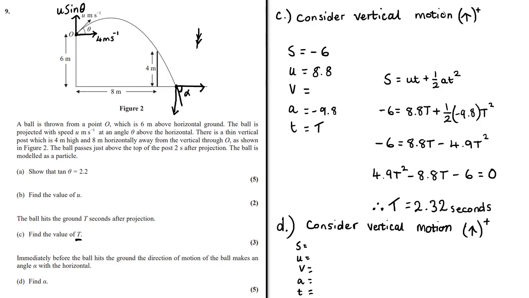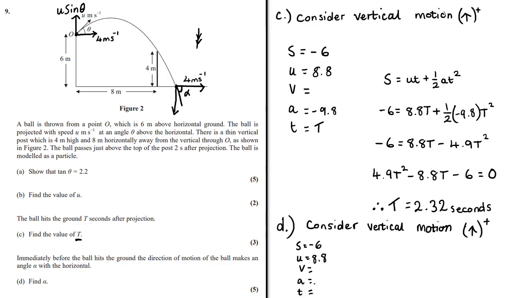So what am I going to get here? Well, we know the horizontal component here, based on this horizontal component, will be the same. So this will also be 4 meters per second. Okay, so what we need to do then is find this one. Well, S here will also be minus 6. So S is minus 6. U again, just like we got here, will be 8.8.